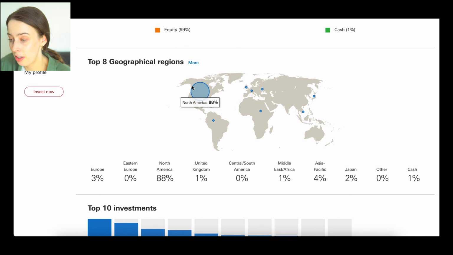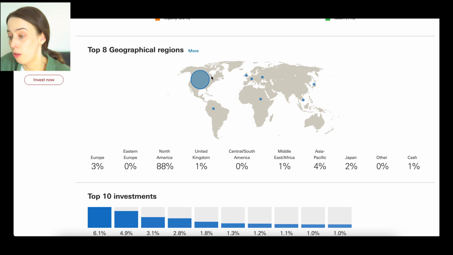Of course, the bigger the circle, the bigger percentage that you have. And if you hover over it again, you can see that 88% of my portfolio is in North America. And that of course is because I have VUSA, which is an S&P 500 tracker, the top 500 or so companies in the US, North America specifically. Therefore, this circle is going to be really, really big for me. If you're someone that wants your portfolio really diversified across the world, then geographically speaking, this would be a really good thing to look at.